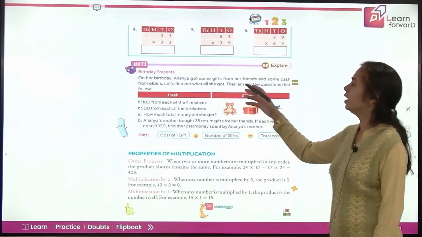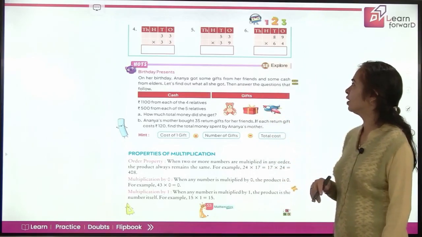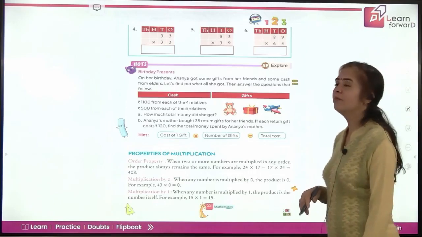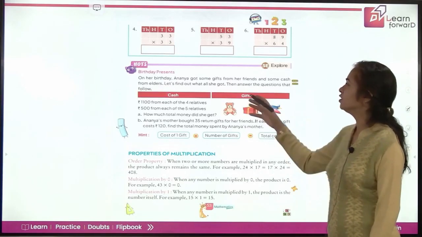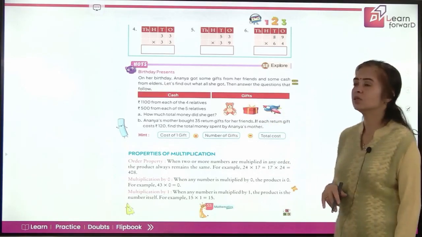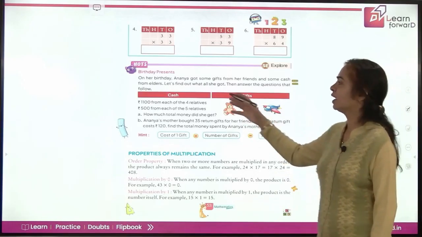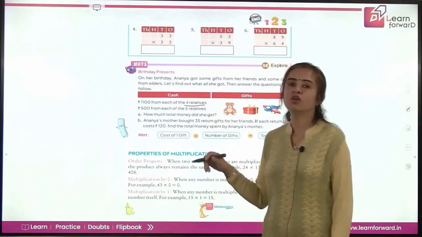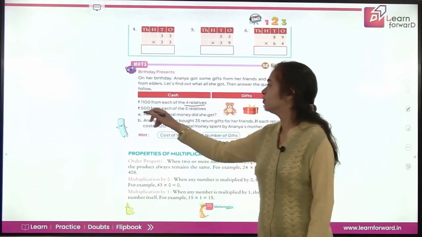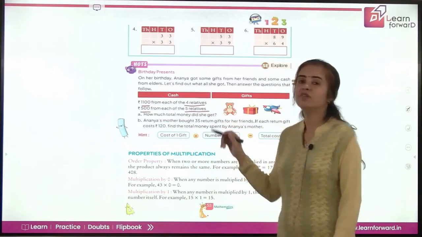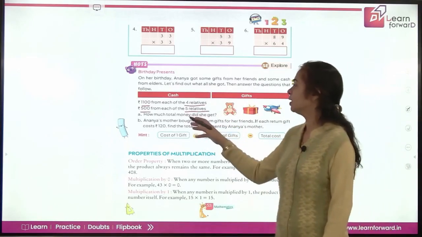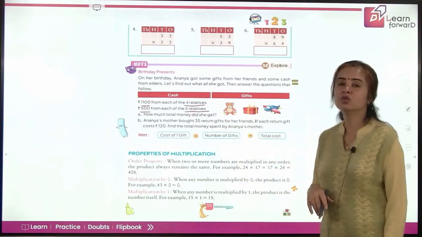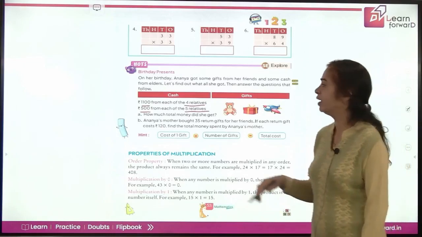And we have a word problem about some birthday presents. On her birthday, Ananya got some gifts from her friends and some cash from elders also. Let's find out what all she got, then answer the questions that follow. So cash, how much did she get? Rupees 1100 from each of the 4 relatives, rupees 500 from each of the 5 relatives. How much money did she get in all? So what is the total money? How will you find out?